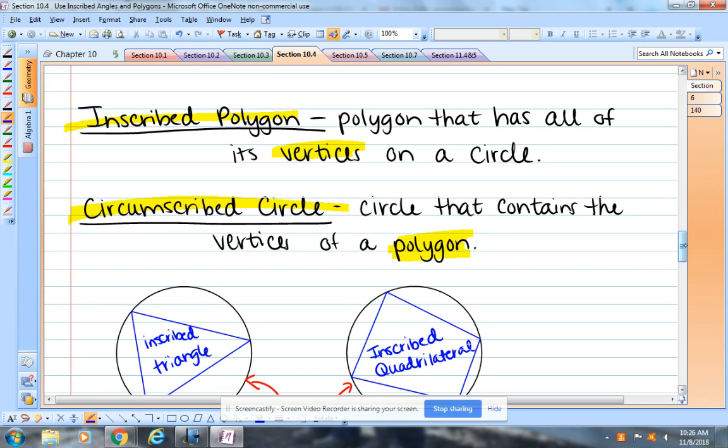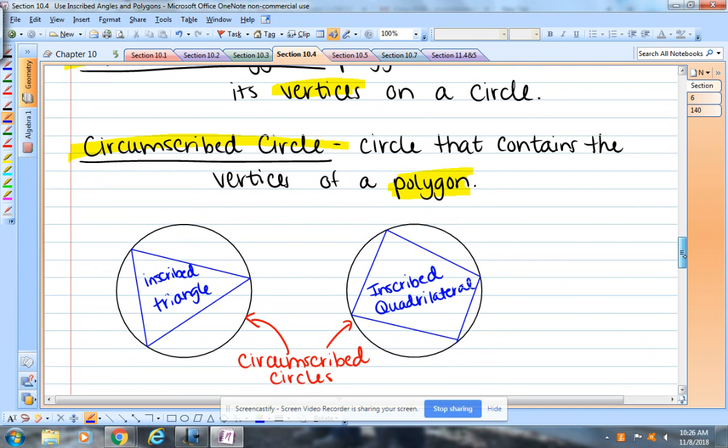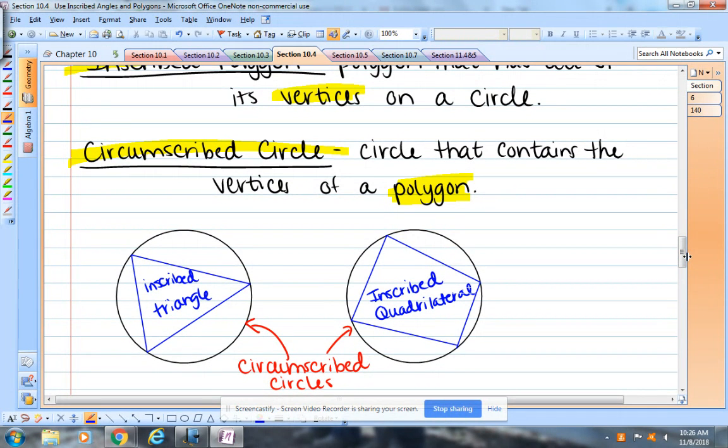So here's a picture down here of some inscribed polygons. This is an inscribed triangle because all of the vertices of the triangle are touching the outside of the circle. Here's an inscribed quadrilateral. It's got 4 sides and all 4 vertices are touching the edge of the circle. Okay? So if we have an inscribed polygon, then the circle is called a circumscribed circle. The polygon is called an inscribed polygon because it's inside a circle with all the vertices touching it.